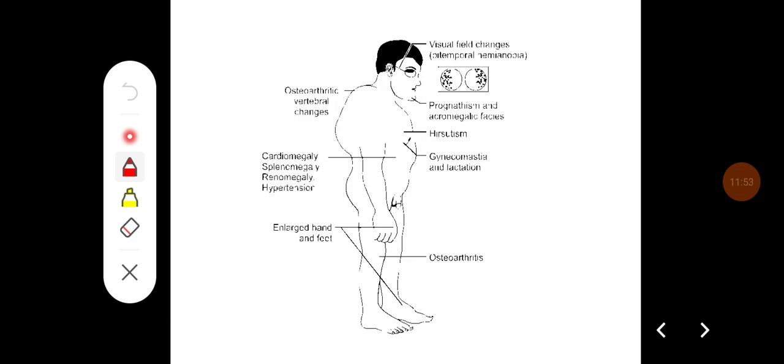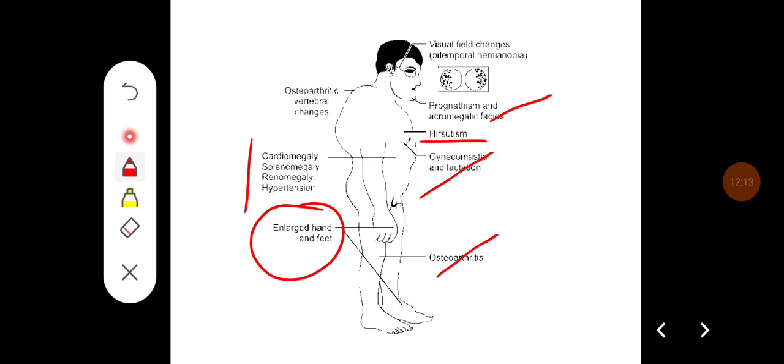This picture shows some of the clinical features of acromegaly, where it is showing prognathism and acromegalic faces, increased hair growth, that is hirsutism, and gynecomastia because of the increased prolactin levels. There can be osteoarthritis, and importantly enlarged hands and feet. There can be organomegalies like cardiomegaly, splenomegaly, renomegaly, and hypertension. And there can be osteoarthritic changes, that is vertebral changes, which lead to kyphosis, and there can be visual field defects like bitemporal hemianopia.